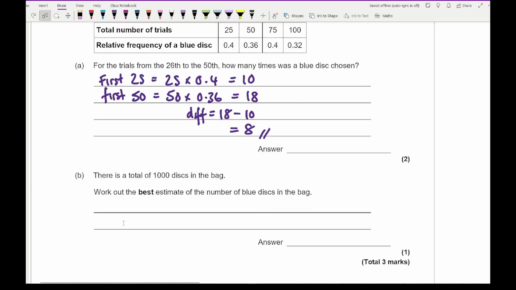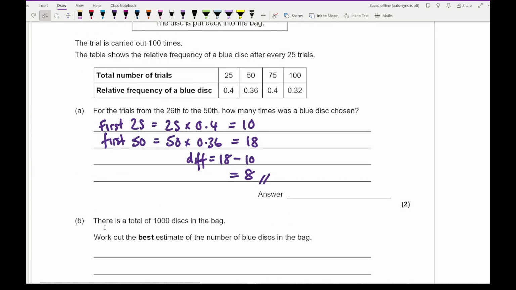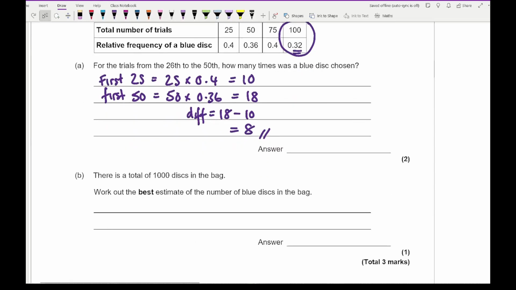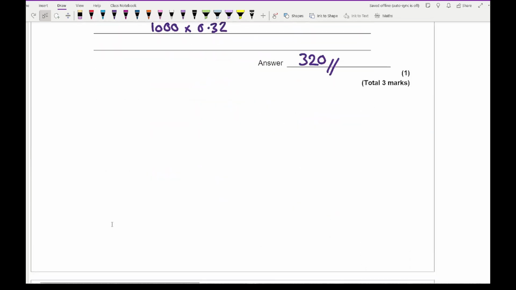Moving on to the next one, it says there are a total of 1,000 discs in the bag. Work out the best estimate for the number of blue discs in the bag. So for this, to get the most accurate relative frequency, we need to use the most number of trials. So the most number of trials was 100. So the relative frequency we're going to use is 0.32. So for this, all we then need to do is just multiply the number of trials by the relative frequency, which is 0.32, and that gives us an answer of 320.